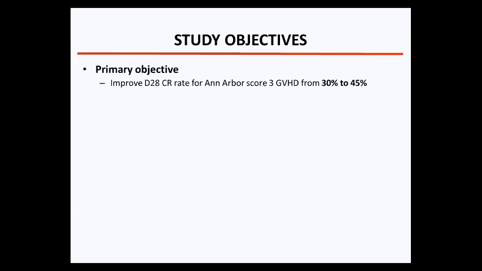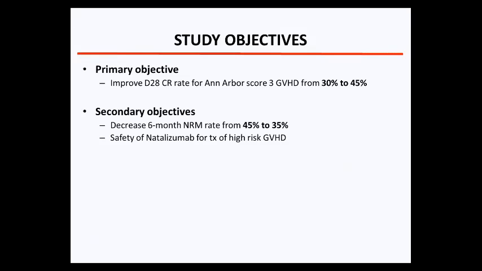So what are the study objectives? The primary objective is to improve the day 28 CR rate for patients that have Ann Arbor score 3 GVHD from a 30% CR rate to 45% CR rate. Secondary objectives, to decrease the 6-month non-relapse mortality rate from 45 to 35%. And also to evaluate the safety of natalizumab for treatment of high-risk GVHD.